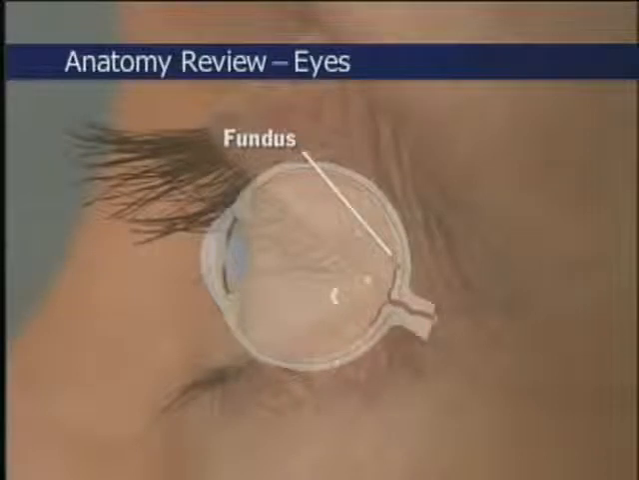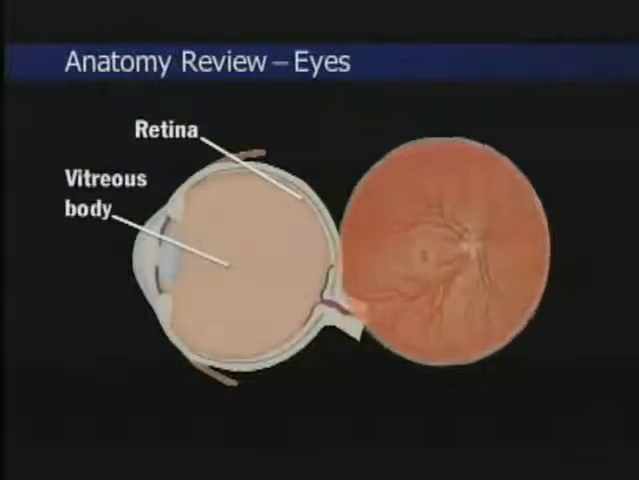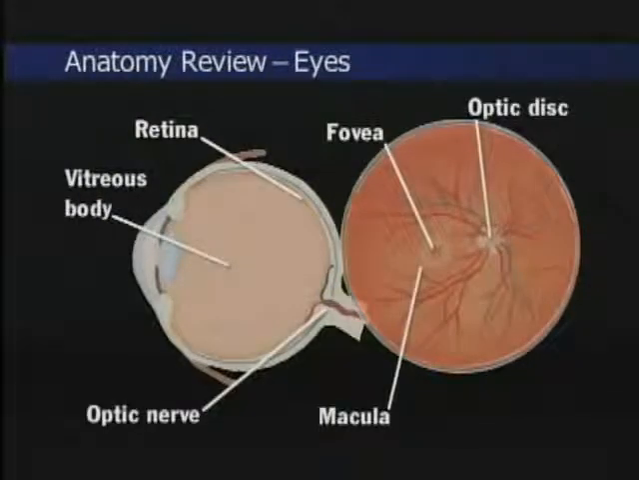The fundus is visible through an ophthalmoscope. Fundus refers to the posterior wall of the eye. The retina is the light-sensitive membrane that covers the fundus. A transparent mass of gelatinous material called the vitreous body fills the eyeball and is not usually visible through an ophthalmoscope. The optic disc is the point where the optic nerve enters the retina.